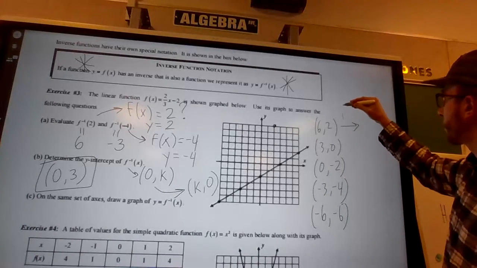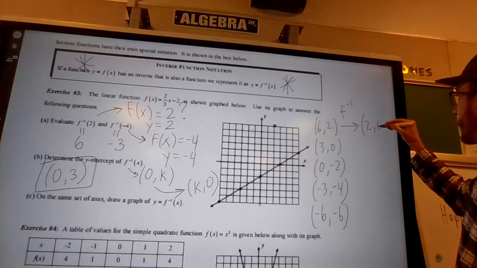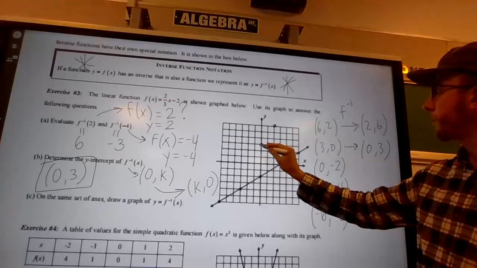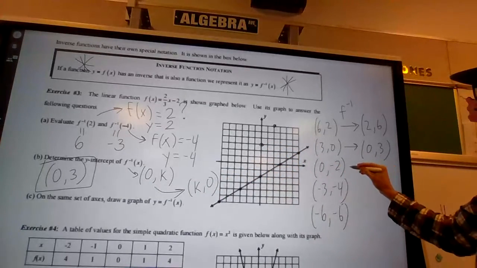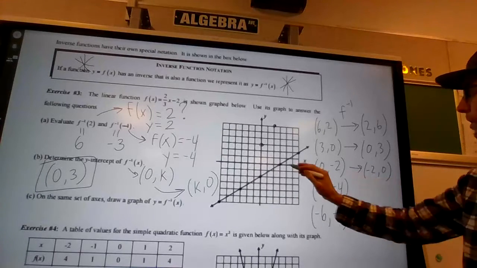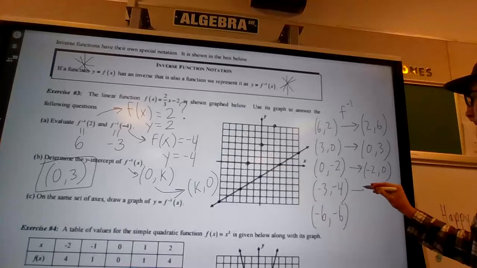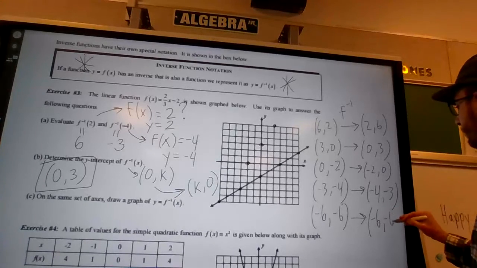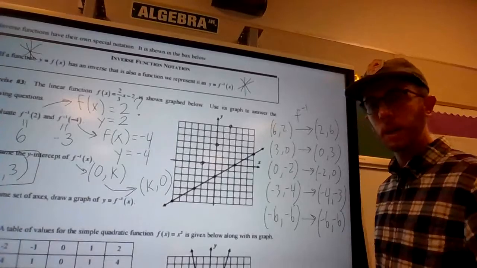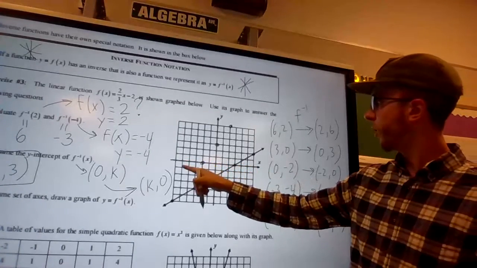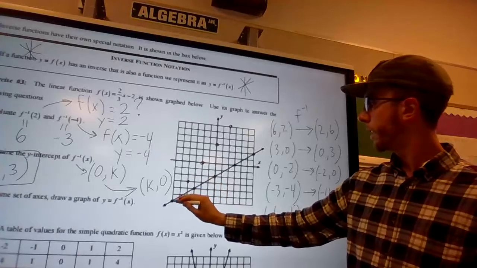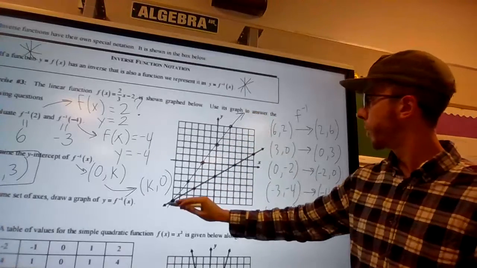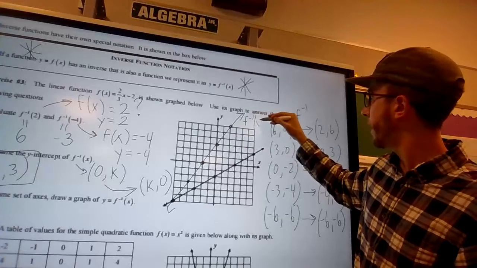Remember, for our inverse, f⁻¹, those all switch. So that becomes (2, 6). This becomes (0, 3), like we established before for the y-intercept. This becomes (-2, 0). This becomes (-4, -3). And this one, since the coordinates are already the same, stays the same. See those over there? So (-2, 0), (-4, -3), and (-6, -6). Use a straight edge here, connect these through. Boom. Label that f⁻¹, f inverse of x.